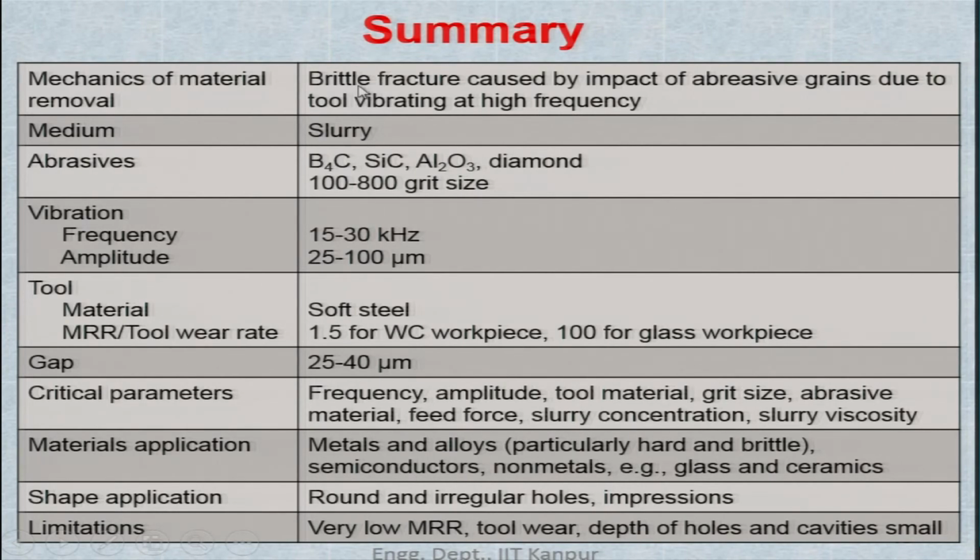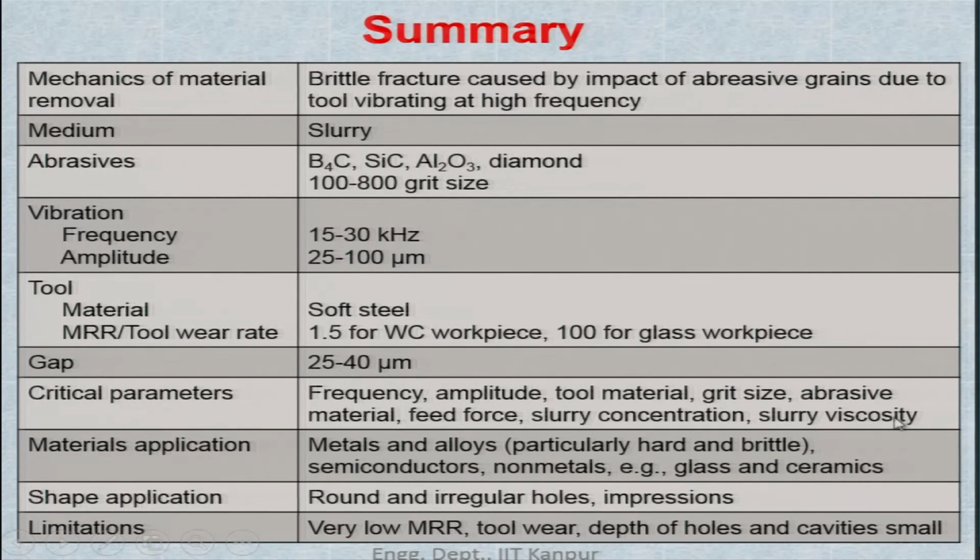Now, looking at this, for abrasives we have said the mechanics of material removal is brittle fracture, with abrasives and vibration. Tool material is soft steel, and the material removal rate per tool wear rate is about 1.5 for a tungsten carbide workpiece. It is more for a glass workpiece, because it undergoes brittle fracture and breaks off bigger pieces. This gap is the standoff distance.